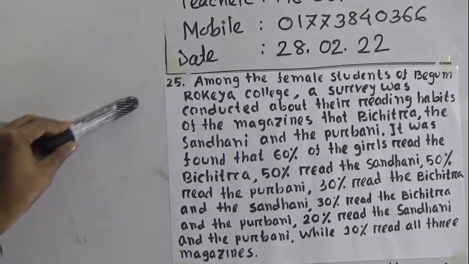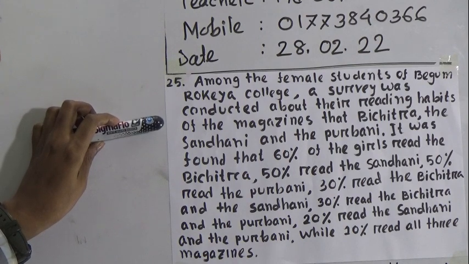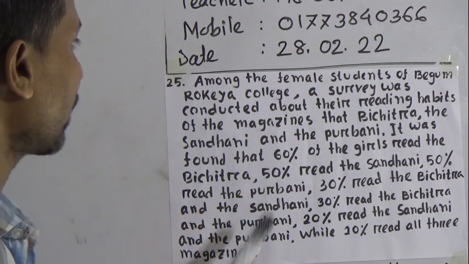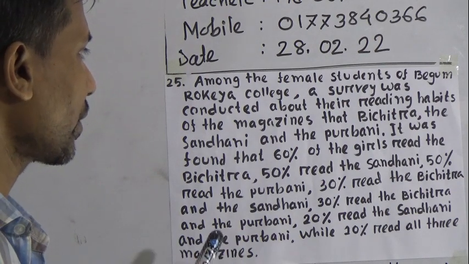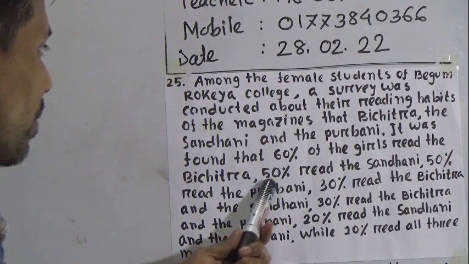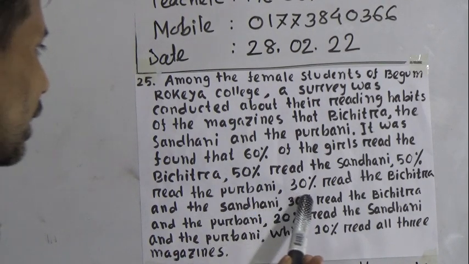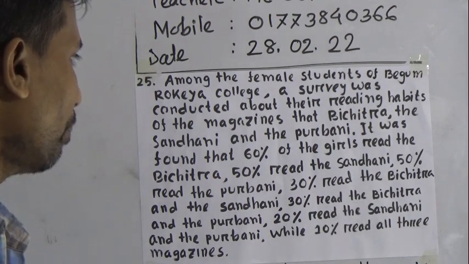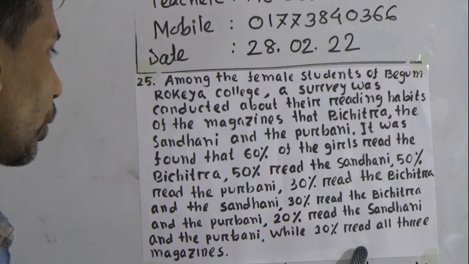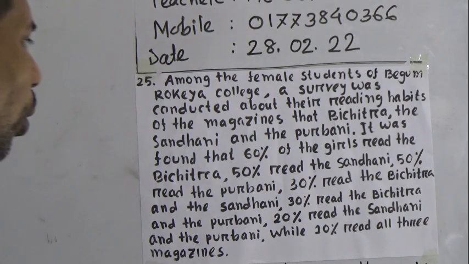You read: among the female students of Begum Rokeya College, a survey was conducted about their reading habits of the magazines Bichitra, Shandhani and Purbani. It was found that 60% of girls read Bichitra, 50% read Shandhani, and 50% read Purbani. 30% read Bichitra and Shandhani. Again, 30% read Bichitra and Purbani. 20% read Shandhani and Purbani, while 10% read all three magazines.